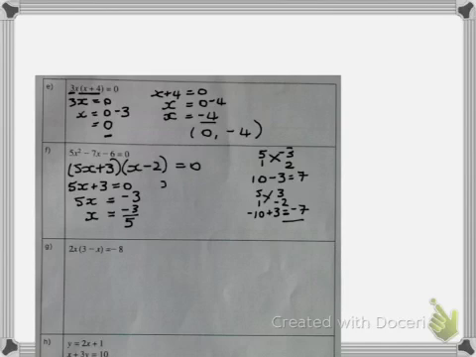Okay, if my second bracket equaled 0, x minus 2 would equal 0. That means x equals 0 plus 2. When I take it to the other side, x equals 2.